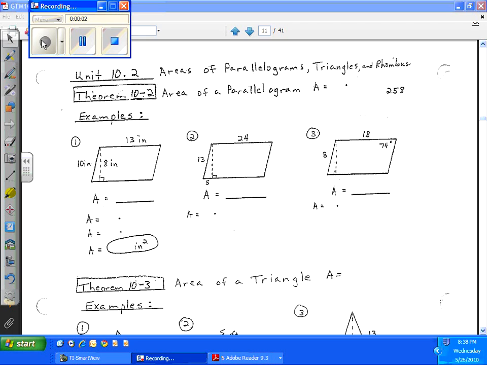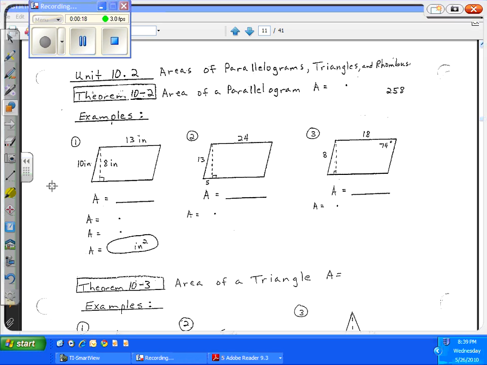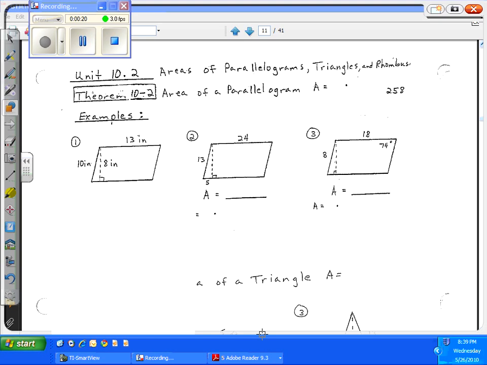Unit 10.2 is areas of parallelograms, triangles, and rhombuses. Notice the first one, it wants it in square inches. There's no conversions. We're looking for area only. So I'm going to white this out so we can just kind of focus on the pictures. The formula for a parallelogram is base times height.